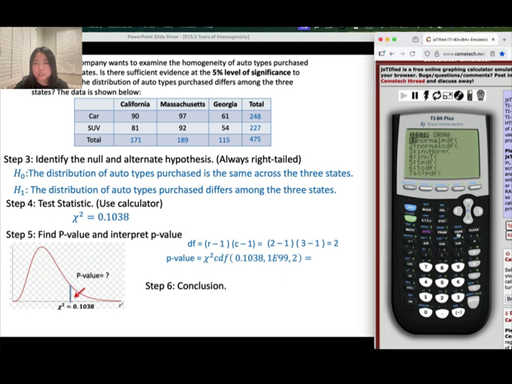Okay, second way: chi-square CDF, 0.1038, enter, 1E99, degrees of freedom is going to be 2. So that's 0.9494 as well.